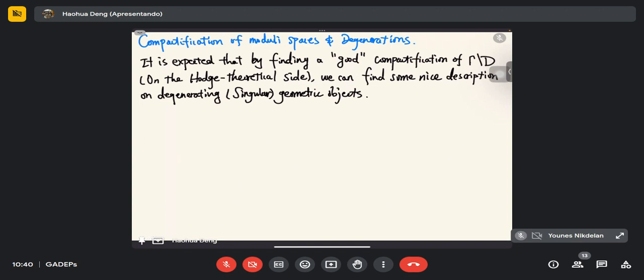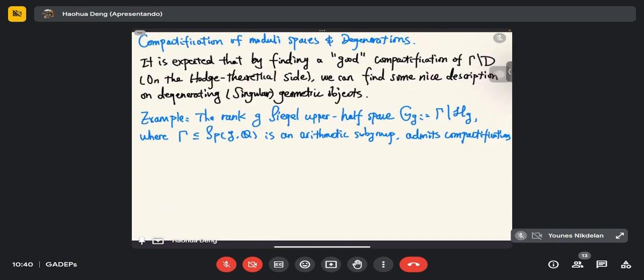For the classical cases, consider the compactification of this locally symmetric variety Gamma\D, where of course Gamma is arithmetic. The compactification of such locally symmetric varieties is very well studied, because there are many famous works on this. For example, take the rank g Siegel upper half space. The Siegel space S_g is the quotient of H_g, the Siegel upper half space, by an arithmetic subgroup. In this case we have the period mapping from curves of genus g to this Siegel space.